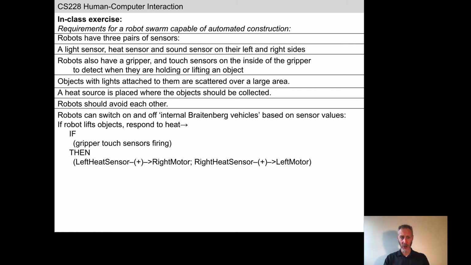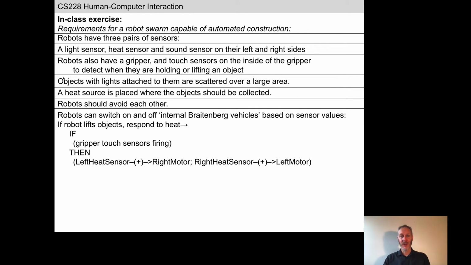Okay, so we have a total of six sensors plus the touch sensors. So if you want to assume a touch sensor on the left inside of the gripper and the right inside of the gripper, that's probably easier. Now you have a pair of touch sensors. We have four pairs, a total of eight sensors.